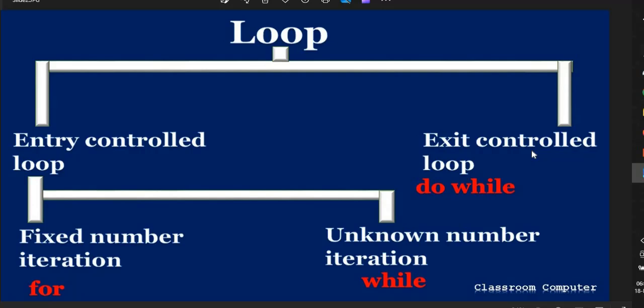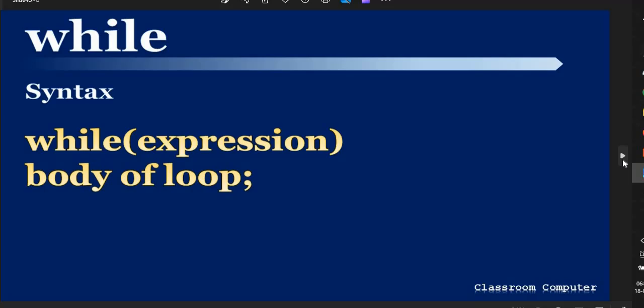Today we are going to learn about both of them, while loop and do while loop. At first, the while loop: a simple loop, just the expression, and after that the body of the loop. When the loop body contains a single statement, you can write it as it is. But when the loop body contains multiple statements, that means more than one statement, then you have to enclose them within curly brackets. The loop iterates while the expression evaluates to true. When the expression becomes false, the loop control passes to the line after the loop body code.